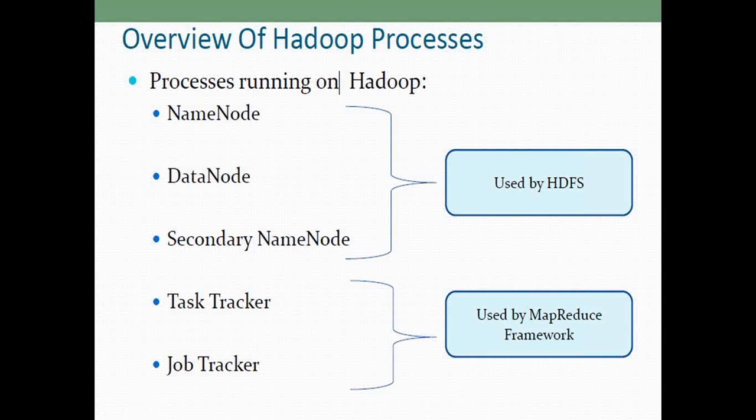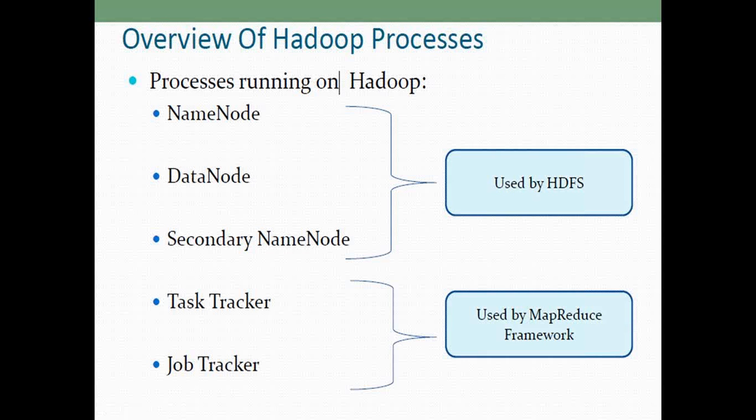We have different versions of Hadoop: Hadoop 1 and Hadoop 2. In Hadoop 1 we have the limitation of a single NameNode. Then they introduced multiple NameNodes in Hadoop 2. I will explain that clearly in the next slides.